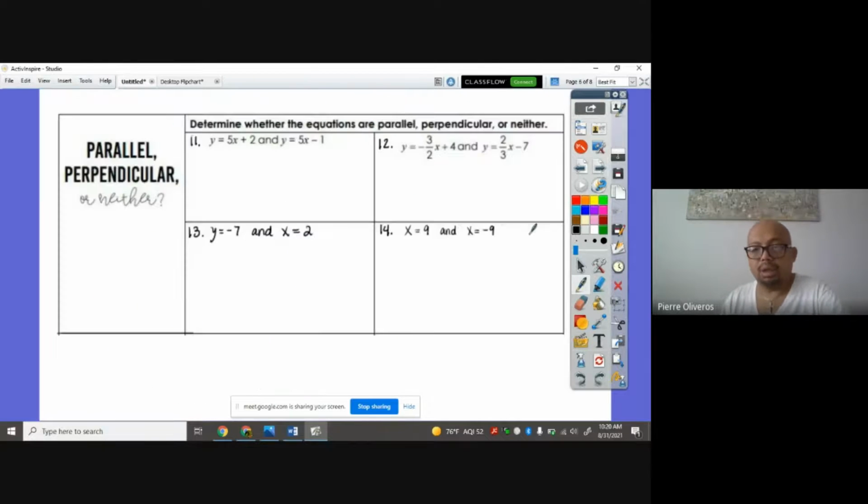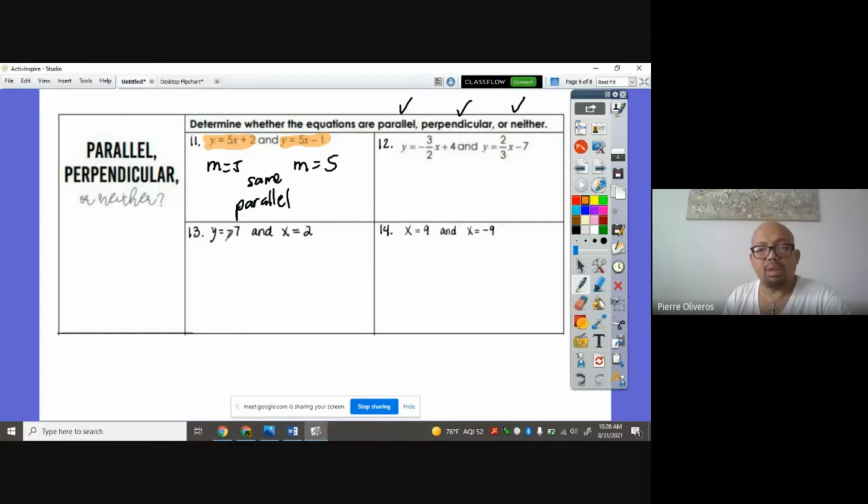All right, let's go here. Let's determine whether the equations are parallel, perpendicular, or neither. When I say neither, that means they just intersect, but they do not form a 90-degree angle. And how do we do that one? Let's identify their slope. What is the slope in the first equation? y equals 5x plus 2 and y equals 5x minus 1. Their slope is 5 here, and here is also 5. So therefore, they are the same. So is it parallel, perpendicular, or neither? The correct answer is parallel.